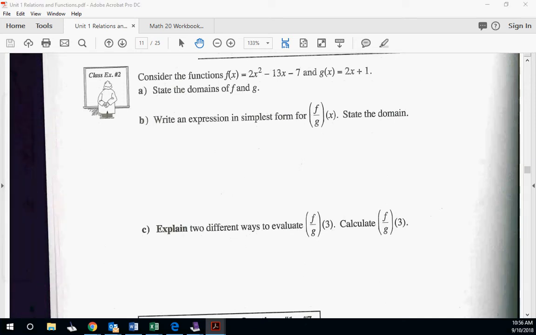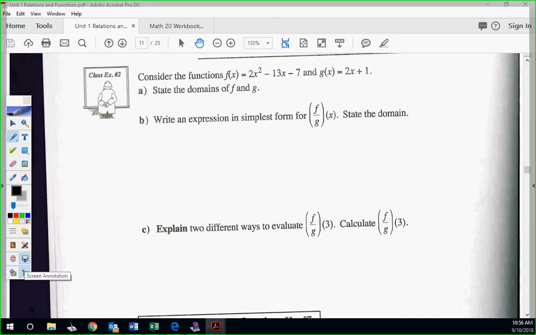All right. So consider a function f of x is 2x squared minus 13x minus 7. g of x is 2x plus 1. Okay, so state the domains for f and for g. So the domains for f and g is all of our numbers, right? They're talking about them separately. This is a parabola. There's no problems with the domain of a parabola. This is a line. There's no problems with the domain on a line. So this one's simply just the xer for both. So make sure you understand the question there.